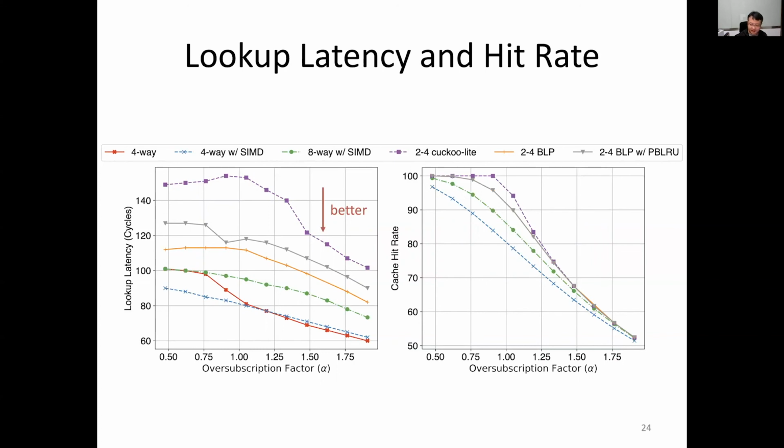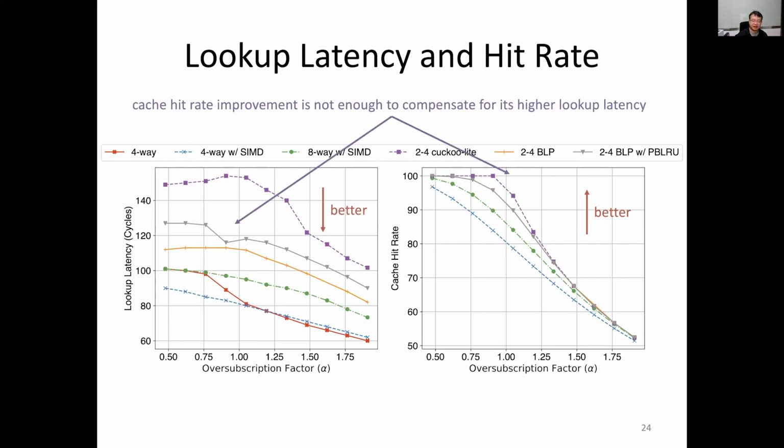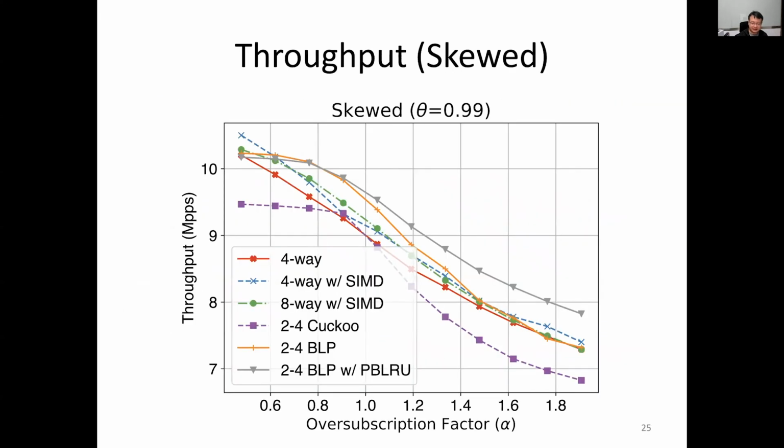On the right-hand side is the cache hit rate. So the higher is better. And 2-for cuckoo does have the highest cache hit rate among all the cache designs, but because of its high lookup latency, its overall performance is worse than the 2-for BLP. In other words, the cache hit rate improvement of the 2-for cuckoo is not enough to compensate for its high lookup latency. For the second set of experiments, we show you the end-to-end throughput of the skewed workload.